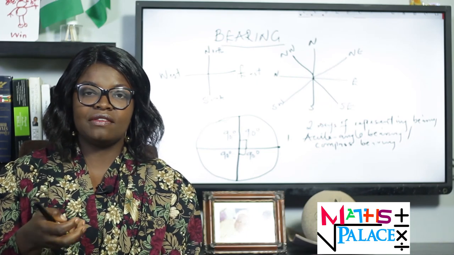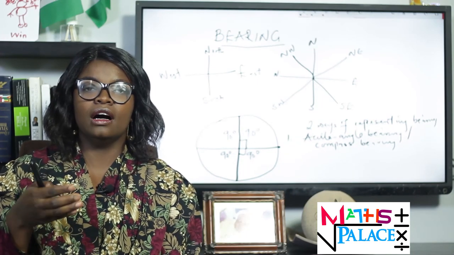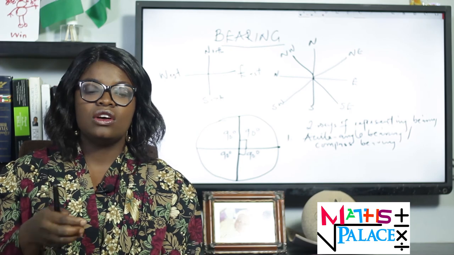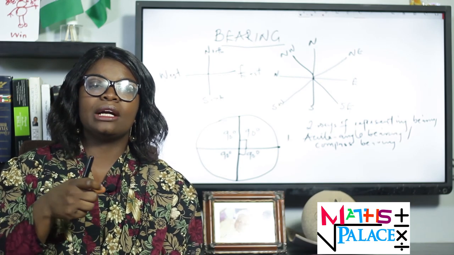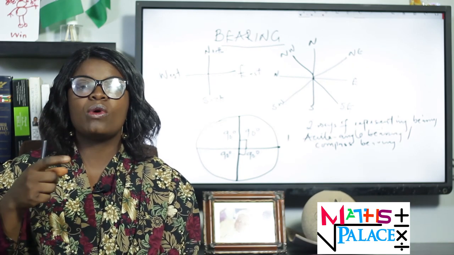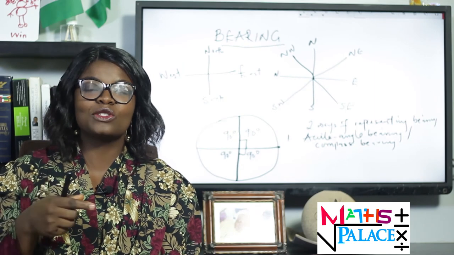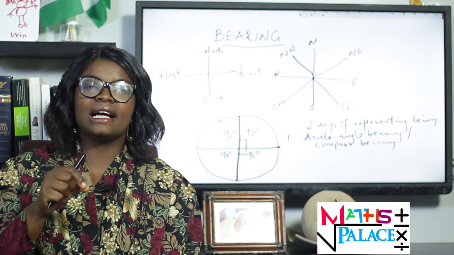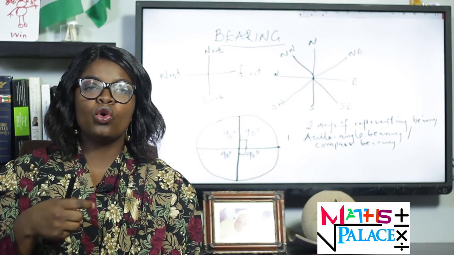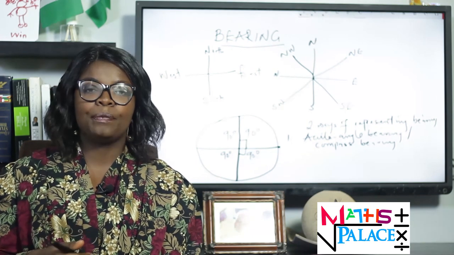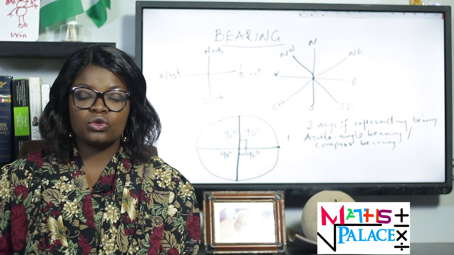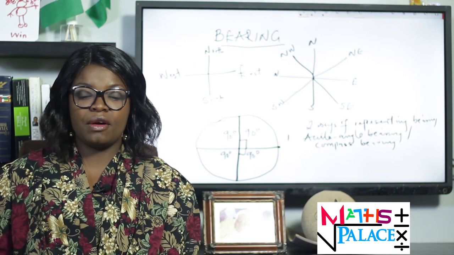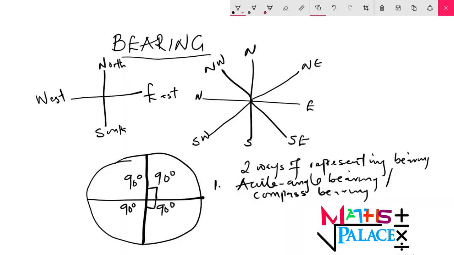For sailors, and for pilots flying aircraft, bearing is what they use to know the direction, the position of where they are going. Remember, there's no road to show that this is the road on the air or on water. But bearing and distance is what they use to know where they are going. So we have two ways of representing bearing. One is the acute angle bearing, or the compass bearing.